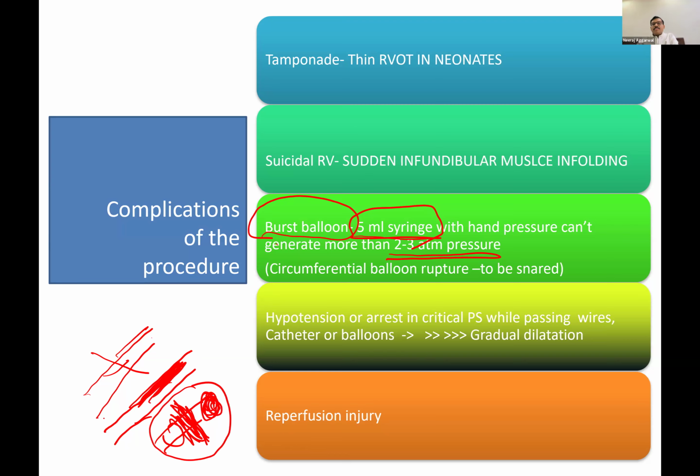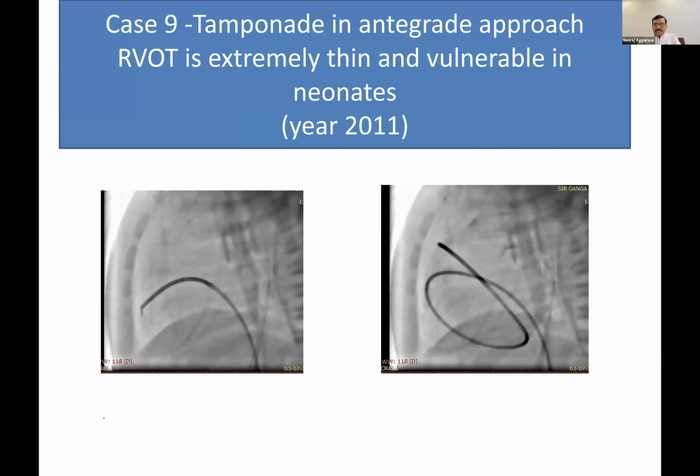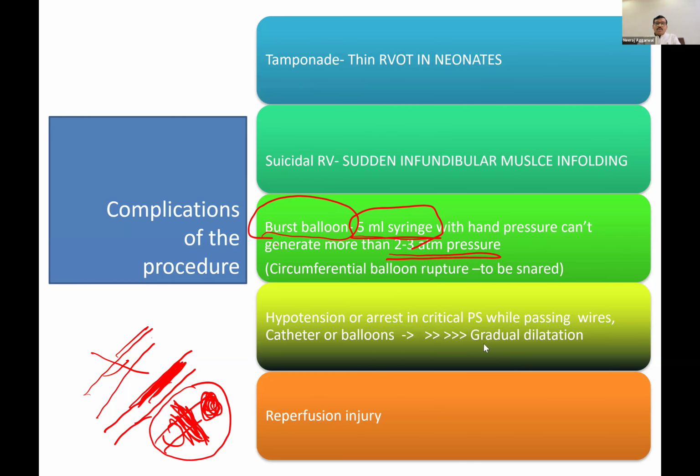Hypotension and arrest in critical PS while passing wires, catheters, balloons is not an uncommon phenomenon. We all have seen this. So do a gradual dilatation and keep the balloon ready. When the critical PS has tiny flow, use gradual dilatation, use a coronary balloon, and be ready with the balloon. But you don't waste time preparing the balloon.